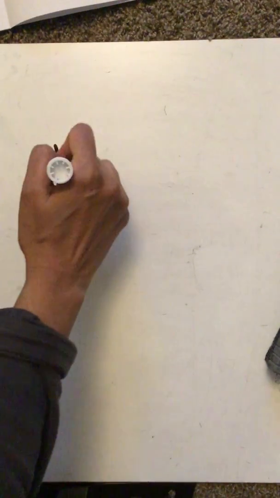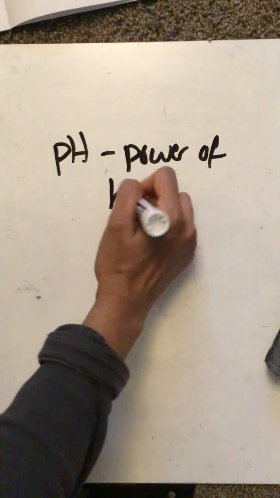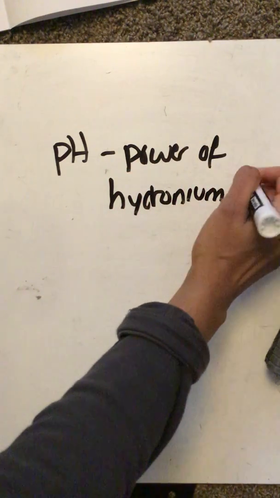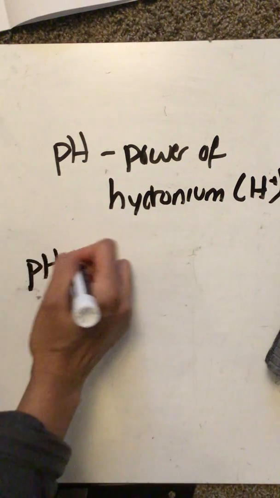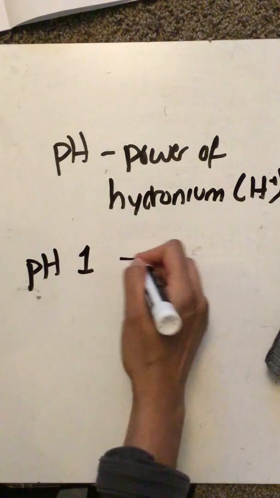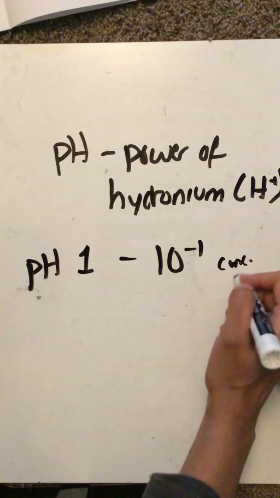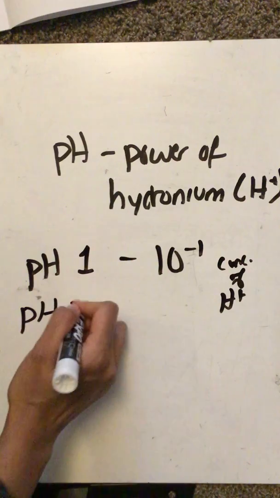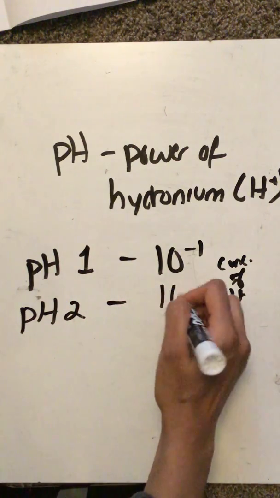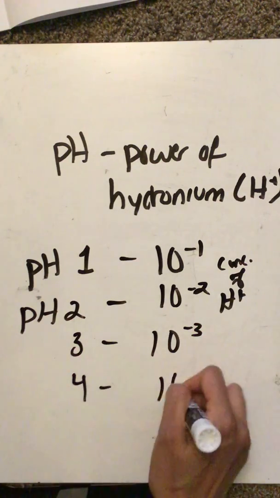Just so that you know, pH stands for power of hydronium. So pH stands for power of hydronium, and hydronium is that H positive ion. So if you have a pH of 1, that means you're 10 to the negative 1 in terms of the concentration of H positive. If you have a pH of 2, this is 10 to the negative 2. pH 3 is 10 to the negative 3. pH 4 is 10 to the negative 4.